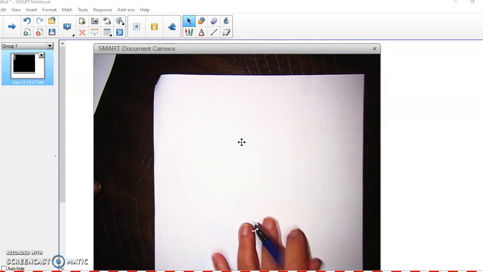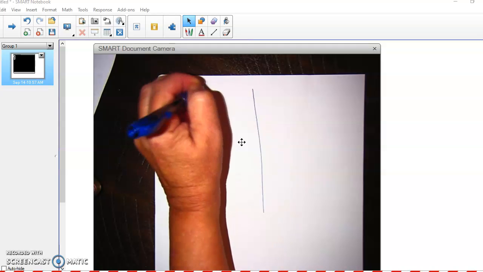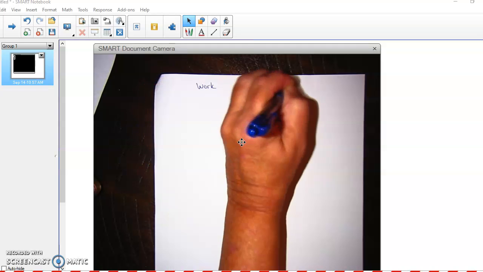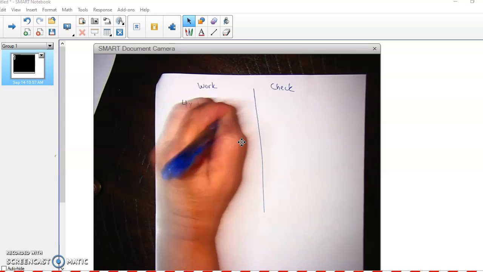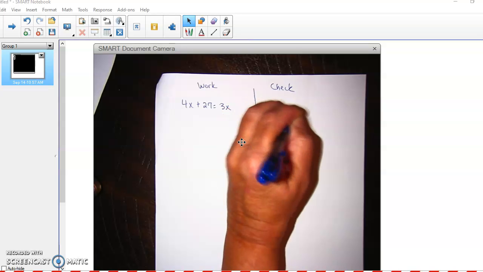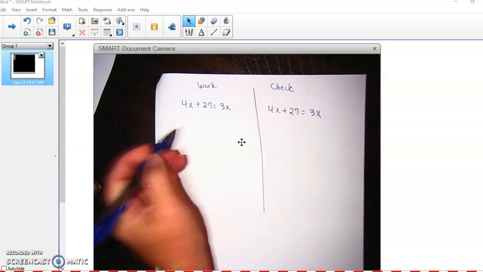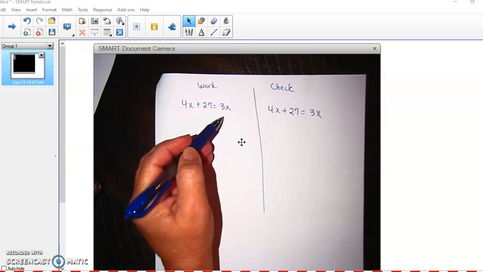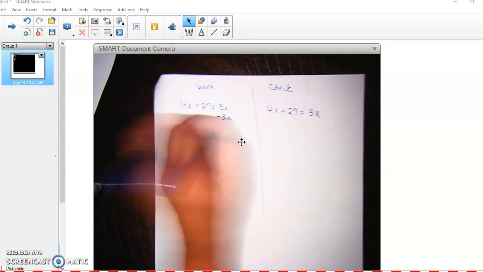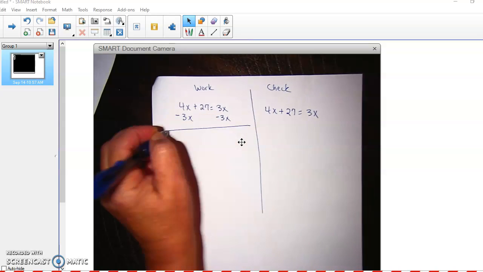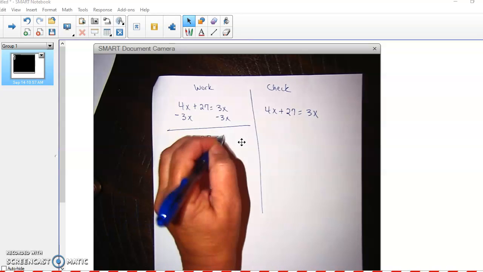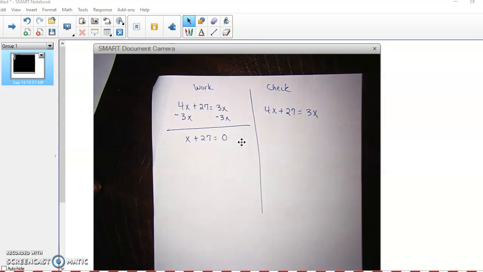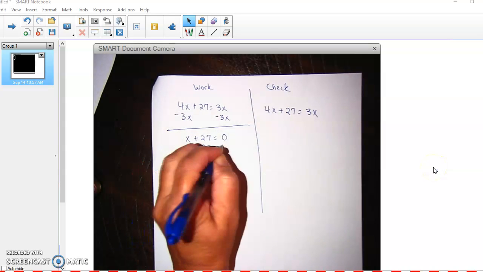Okay, so now we're going to do one more. So we have 4x plus 27 equals 3x. And we're going to write it over here also. Okay, so if I subtract this 3x, and I am going to do that, remember, this is an equal sign, right? So we have to do this first. And 3x minus 3x is 0. You have to maintain that other side of the equal sign. And now we're going to solve for x by moving this over.